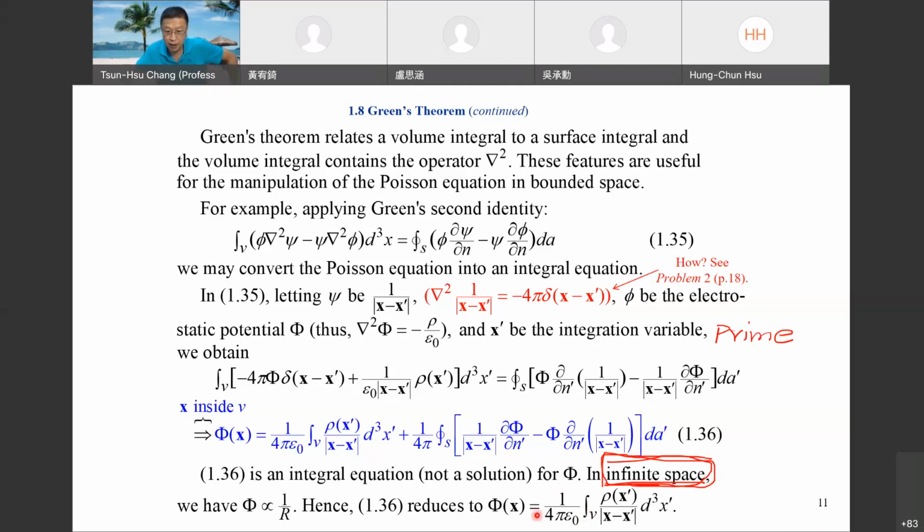Finite space, because the volume can be finite. The surface is also finite. So that's the advantage of Green's theorem. Any question so far? You can ask any question now.